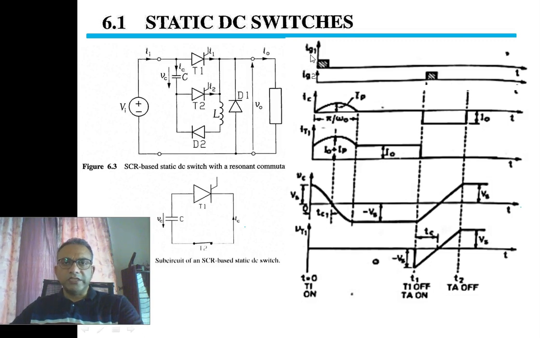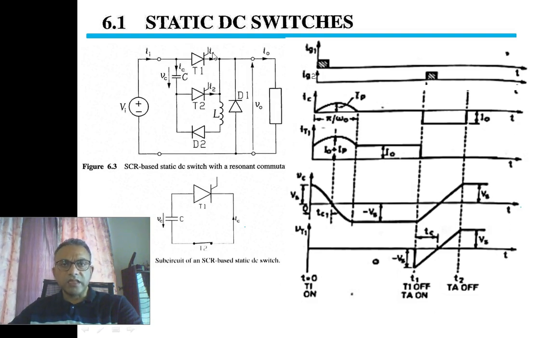First component is IG1. This is the gate signal of thyristor T1, and since a thyristor is a current controlled device, we need gate currents. So IG1 is the gate current for thyristor T1, and second we have the gate signal for thyristor T2, called IG2. Then we have IC, which represents the capacitor current. Then we have IT1.